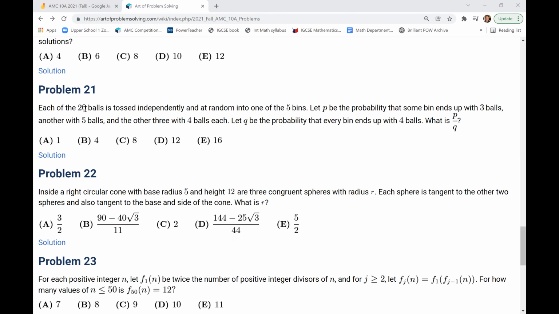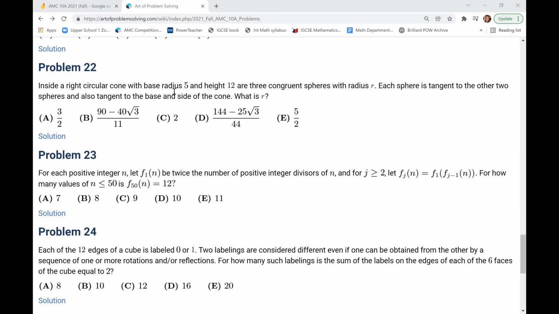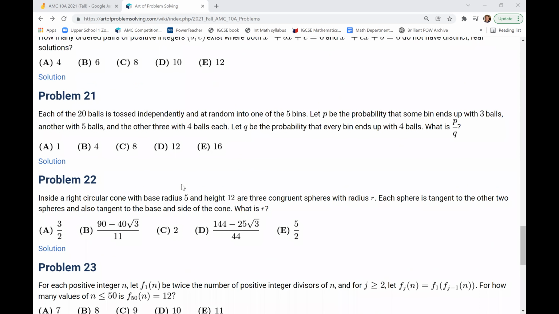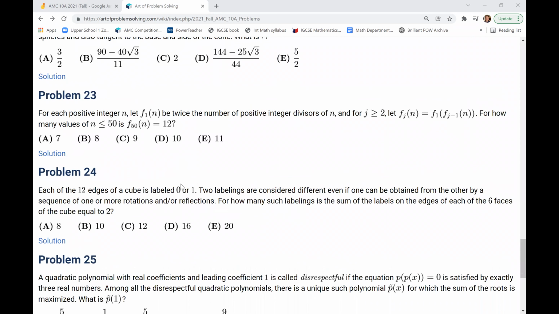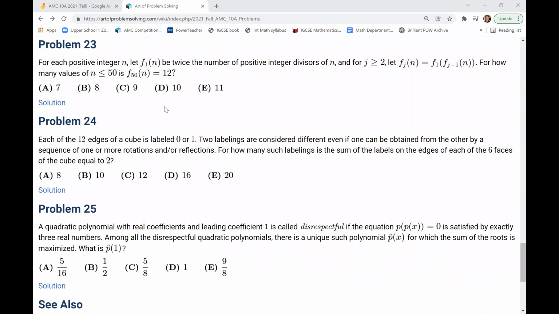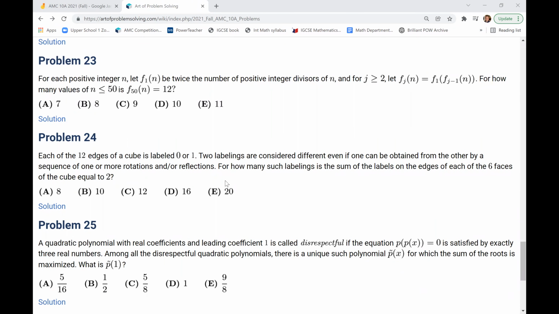But I think by trial and error I would have guessed E anyway, because my answer was 20, which is bigger, so I probably would have picked 16 by trial and error. And then 22, I did come up with a solution for that one. It's a little complicated, but I basically used similar triangles. So maybe I'll do a video of just 21 and 22, but I probably won't do a video for the last 3 because I didn't come up with my own solutions for those.